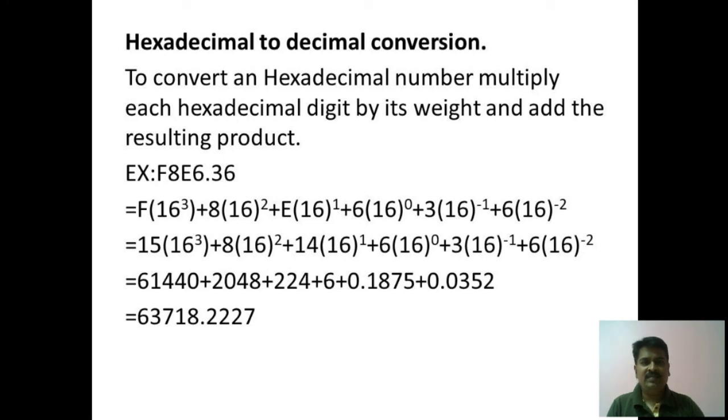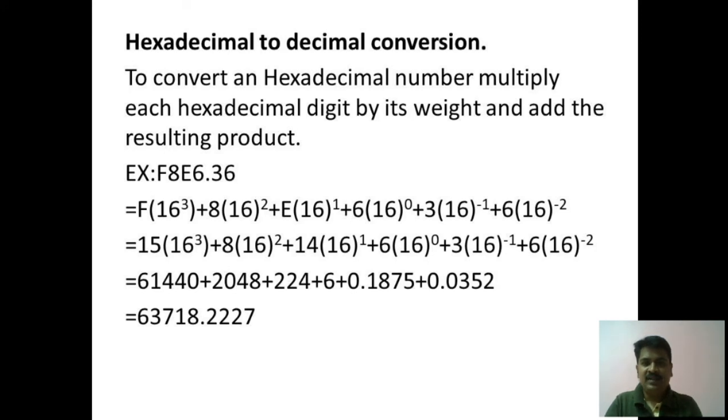Next is the conversion of hexadecimal to decimal number. To convert a hexadecimal number, just multiply each hexadecimal digit by its weight and add the resulting products. Exactly how we did in the conversion of binary to decimal and octal to decimal. In a similar way we are doing the conversion of hexadecimal to decimal, but the place value or weight will keep on changing with the number system. Here is the given hexadecimal number.